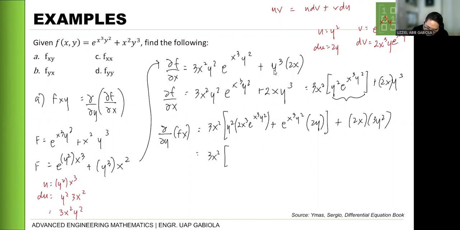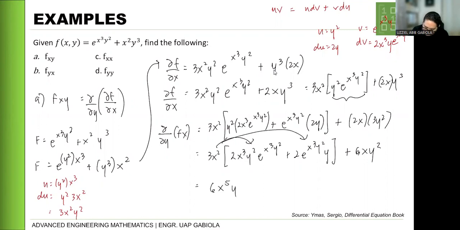To continue, let's simplify the inside first, and distribute. So 2x cubed y squared times x cubed y squared plus 2x cubed y squared times y, plus 6xy squared. Then distribute this, we will have 6x to the fifth y squared x cubed y squared plus 6x squared x cubed y squared y. Okay? Plus 6xy squared.